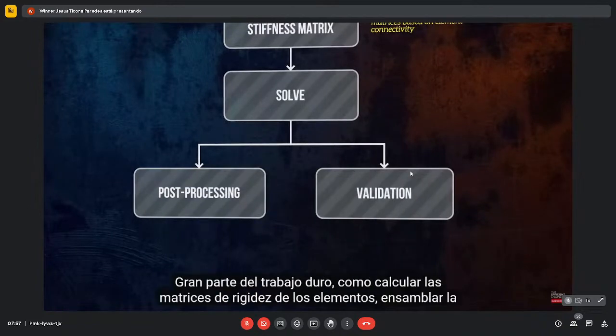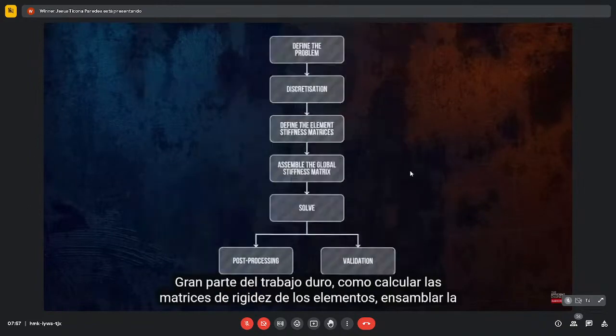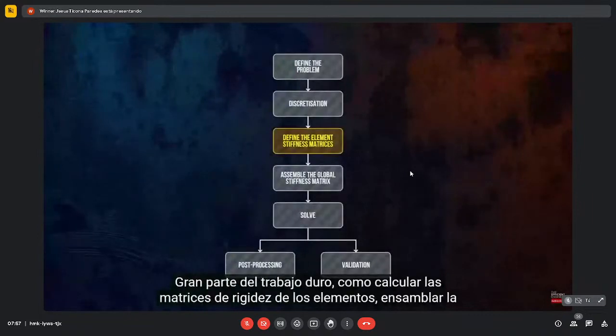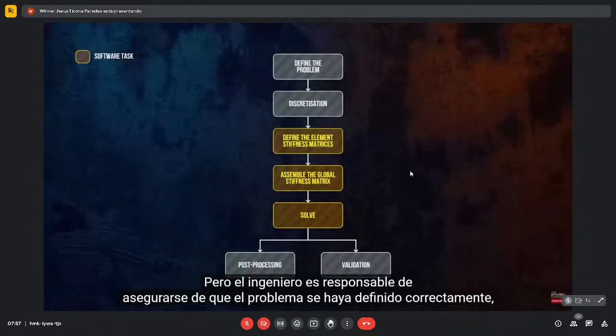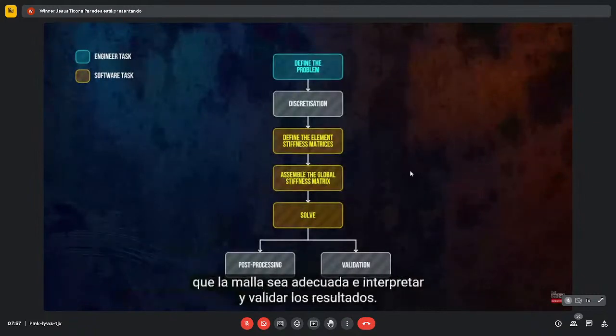A lot of the hard work, like calculating the element stiffness matrices, assembling the global stiffness matrix, and solving the model, is done by the software being used, but the engineer is responsible for making sure that the problem has been properly defined, that the mesh is suitable, and for interpreting and validating the results.